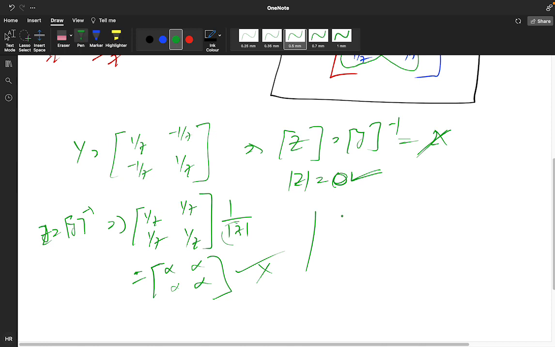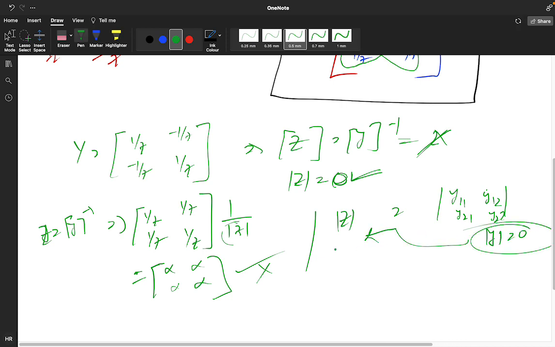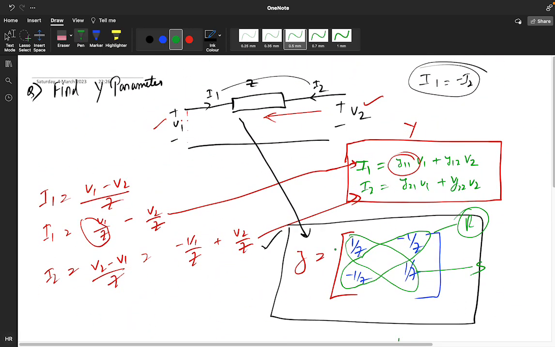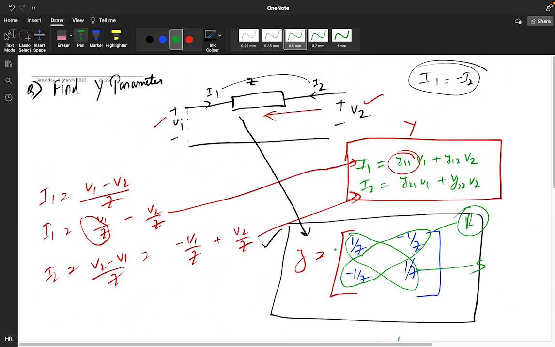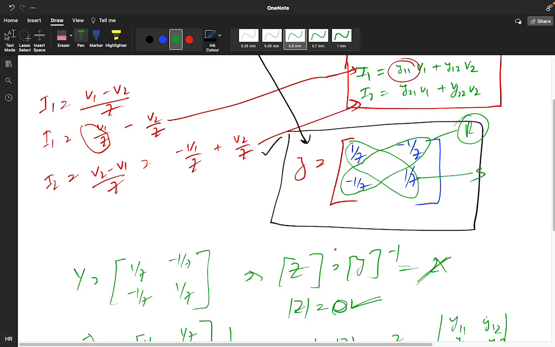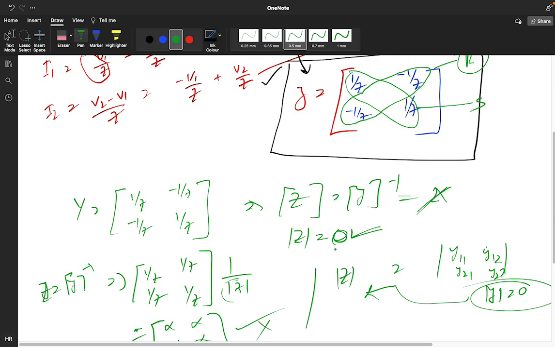Same thing is applicable for the z parameter. If you have some y parameters, y11, y12, y21, y22, but your y determinant is 0, then you cannot find the z parameter. This part is clear? If it is clear, then fine.